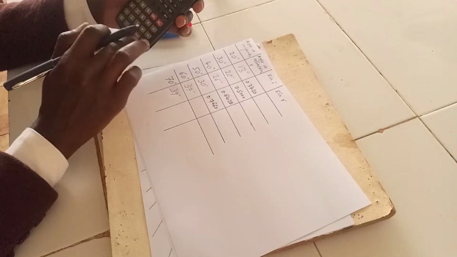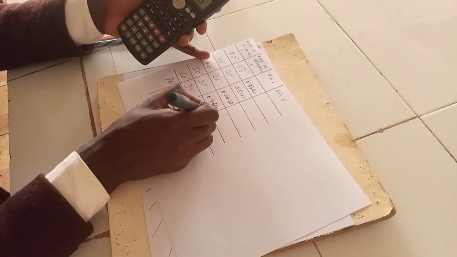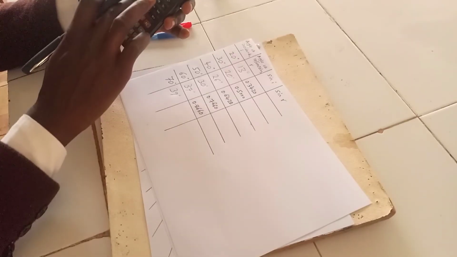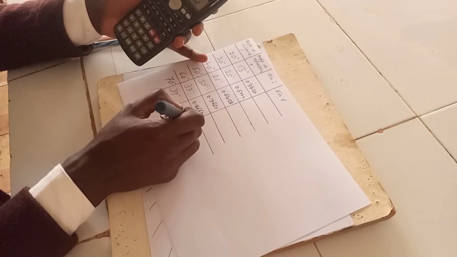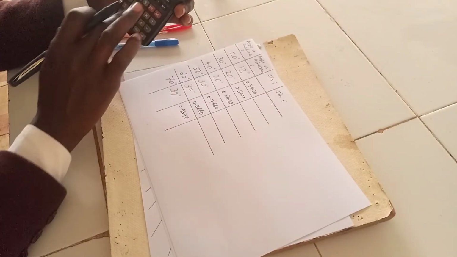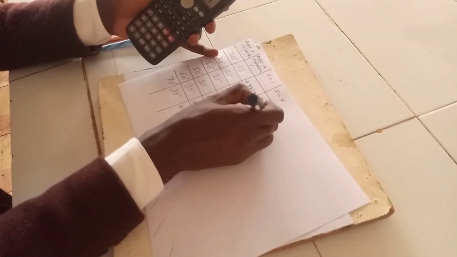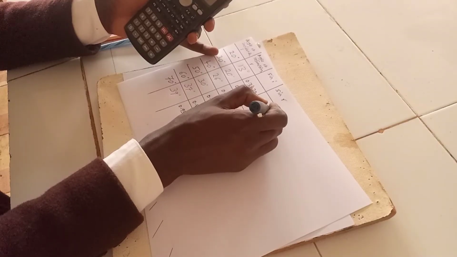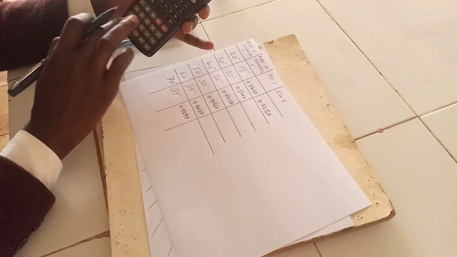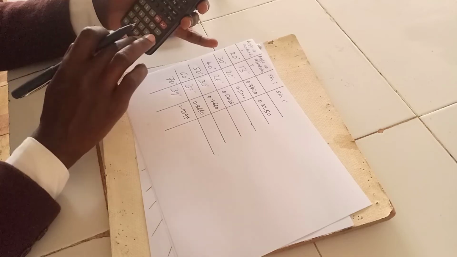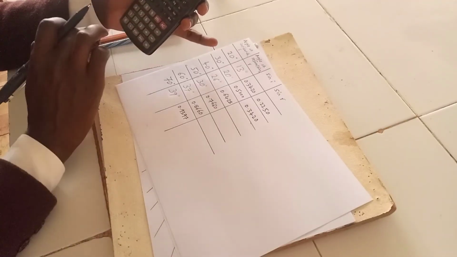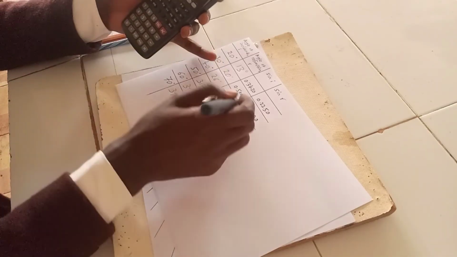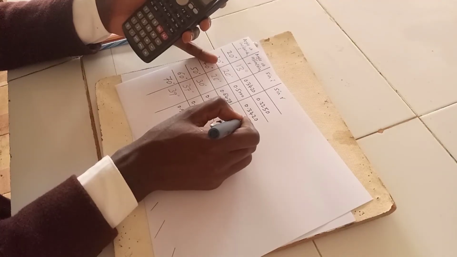Sine 60 is 0.8660. Sine 70 is 0.9397. Let's go to sine R. We start with sine 13, 0.2250. We go to sine 20, 0.3420. We go to sine 26, 0.4384.